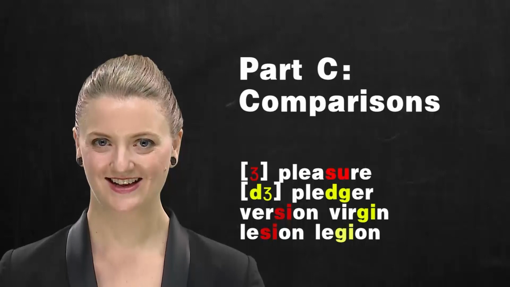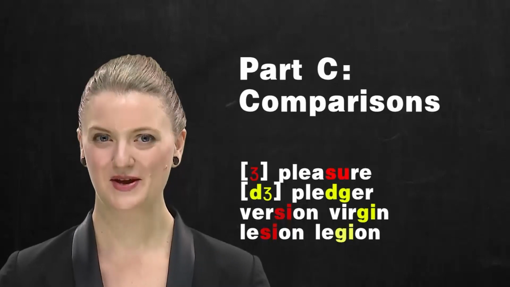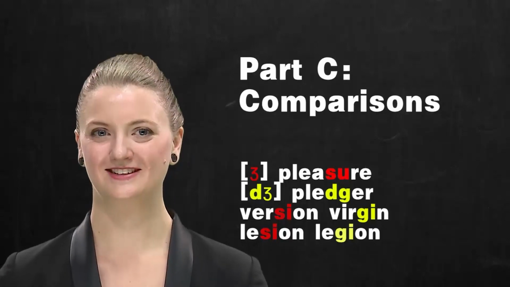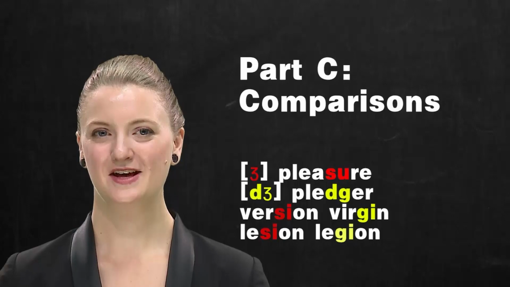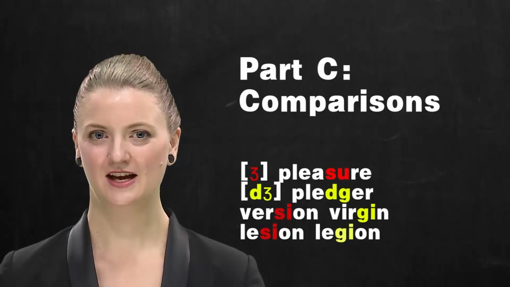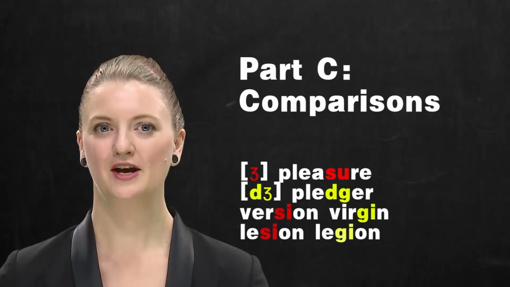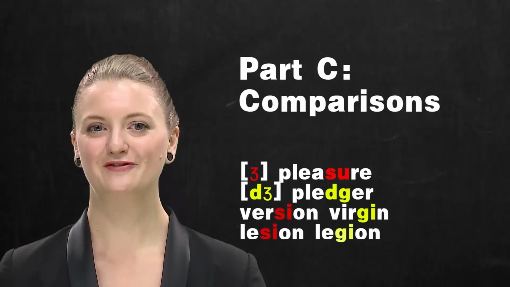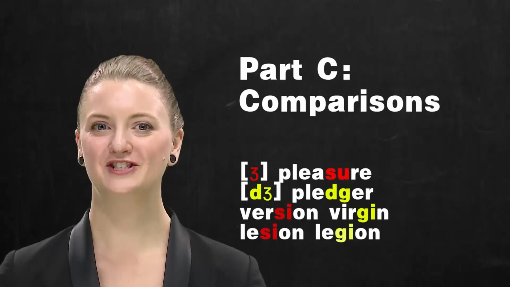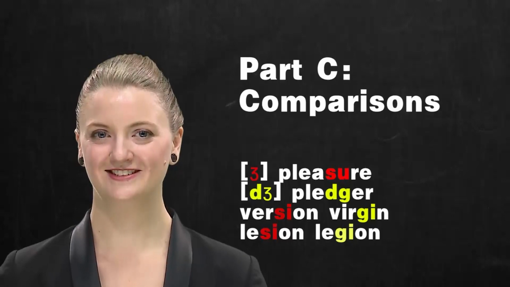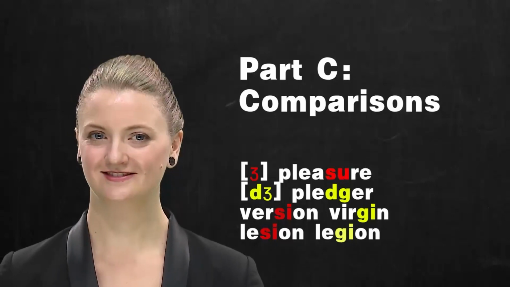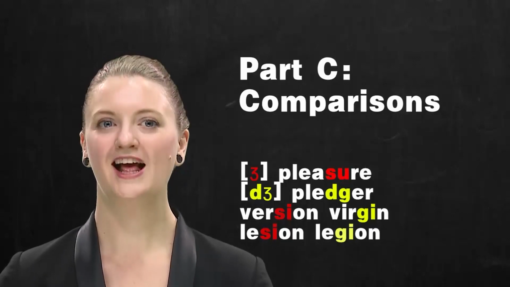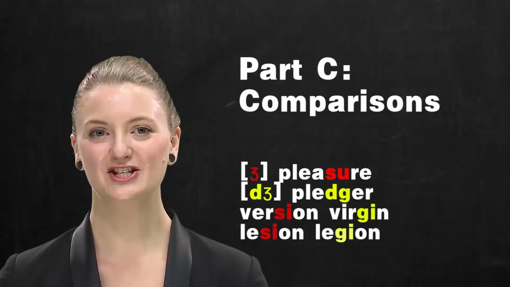All right, let's practice some comparisons between the zh and j sounds. Listen closely. Pleasure, pledger. Pleasure, pledger. Version, virgin. Version, virgin. Lesion, legion. Lesion, legion.